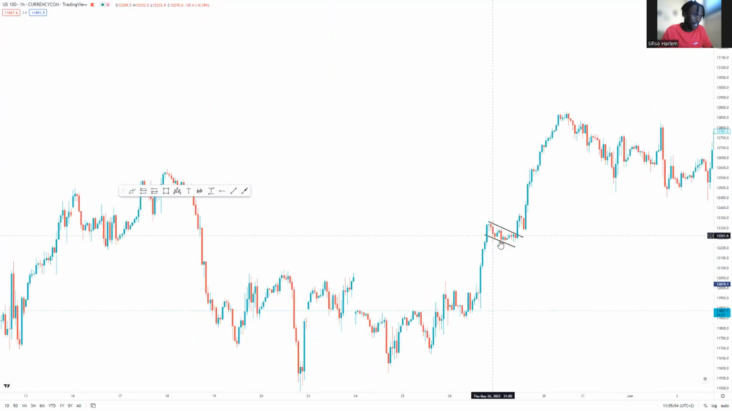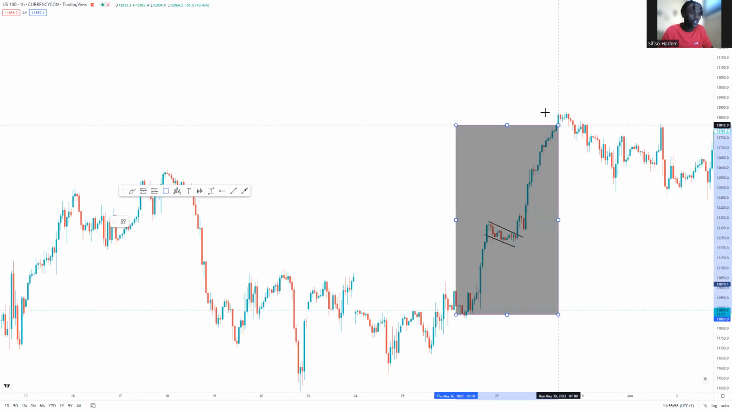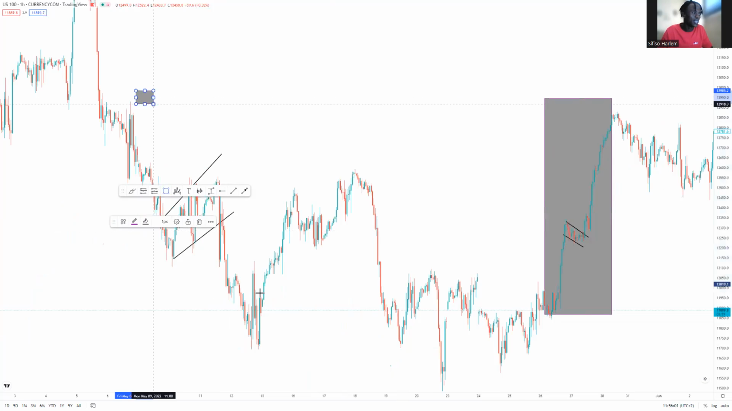This is a bullish flag, guys. This is a bullish flag. This one, this is a bullish flag. This is a bear flag.